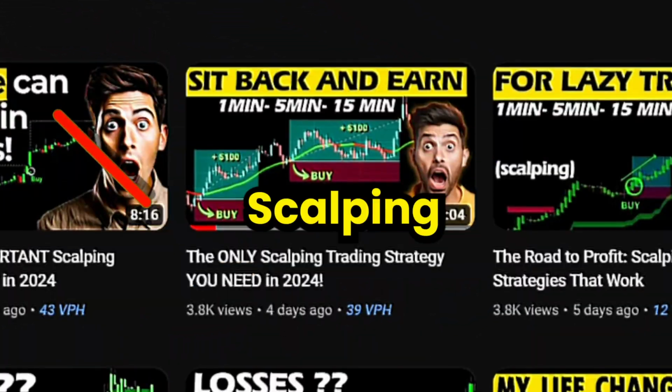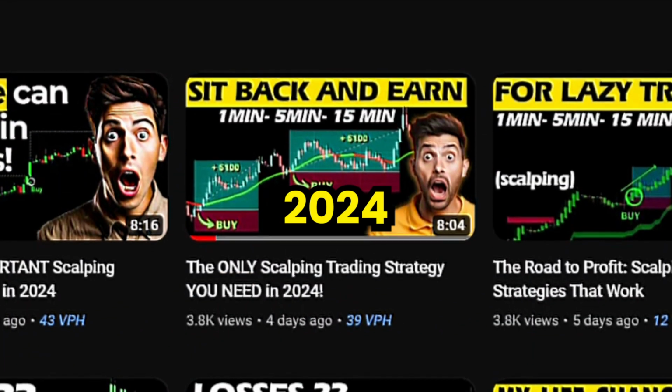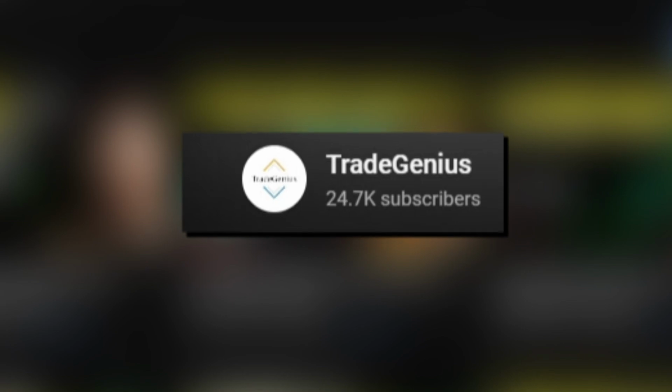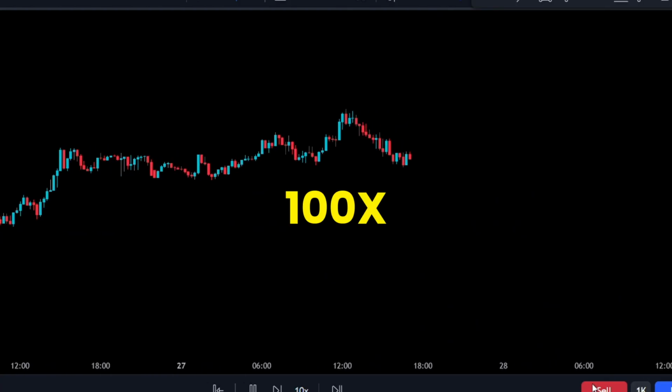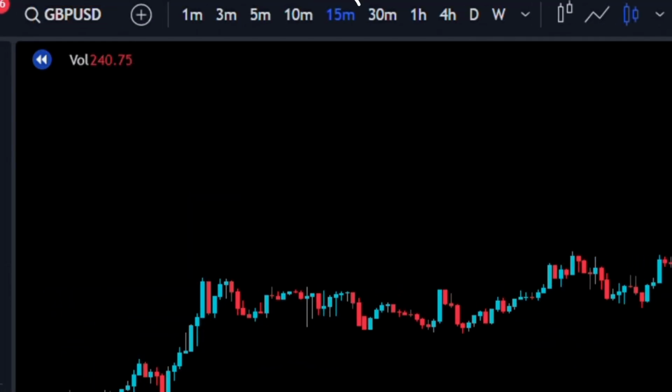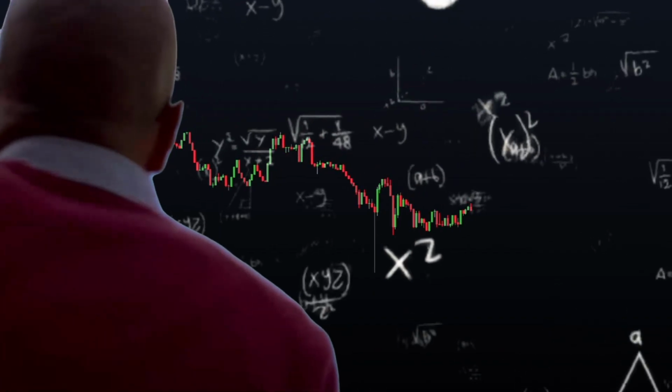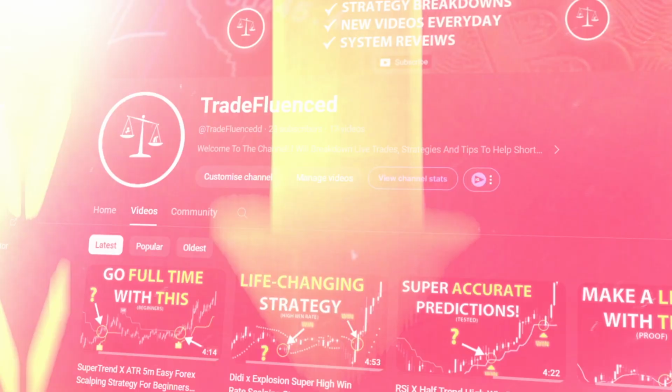This is the only scalping strategy that you will need in 2024, and it was created by Trade Genius. So today I will backtest this 100 times using GU on the 15-minute time frame to see if these claims are really true.